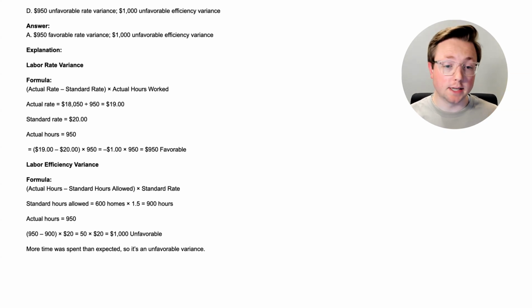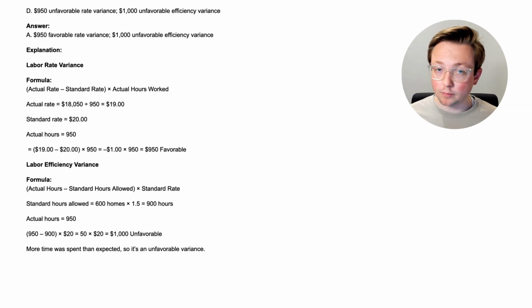The way to do this is you take the actual rate less the standard rate and you multiply it by the actual hours worked. And again, you'll notice that's fairly similar to the material price variance calculation. So to figure out the actual rate, we take the $18,050 that it cost, divide it by the 950 hours, and that gives you $19 per hour. The standard rate is $20 per hour, and then the actual hours was 950 hours. So $19 per hour was the actual rate, less the $20 standard rate.